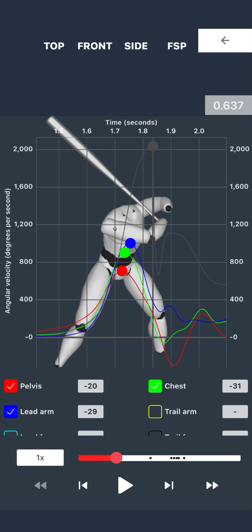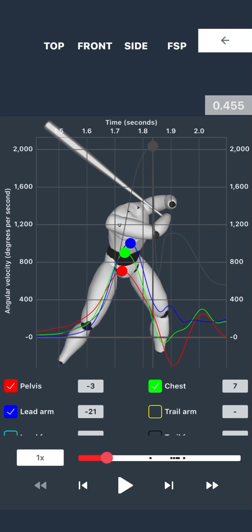What we're looking for is for the pelvis to decelerate and start to slow down first, then followed by the chest and the shoulders, then followed by the arms, and then of course followed by the bat. This sequence is right what we're looking for. So he's perfectly in sequence, and we'll take you through it here.